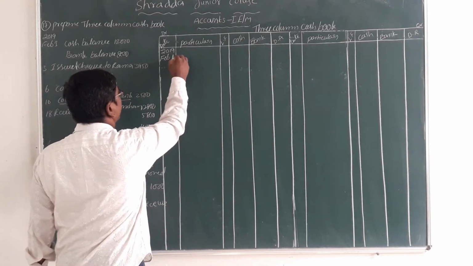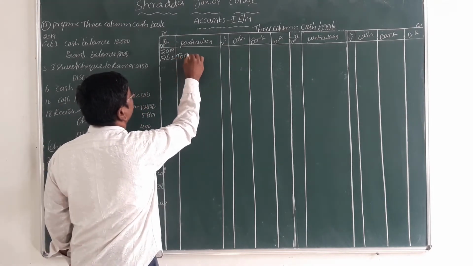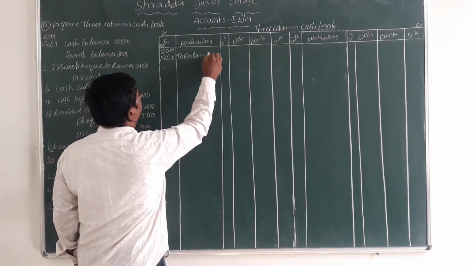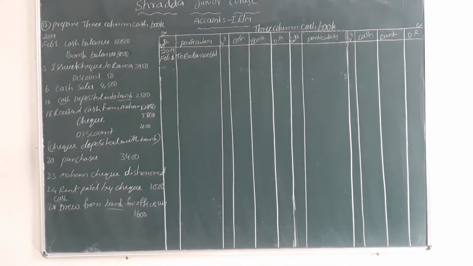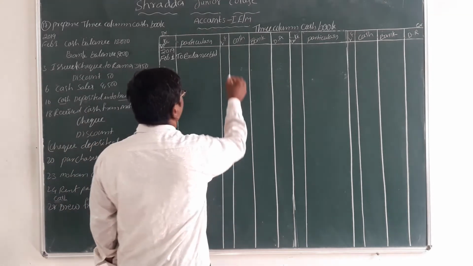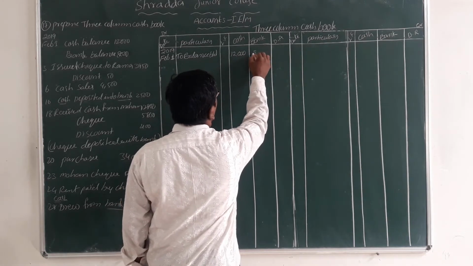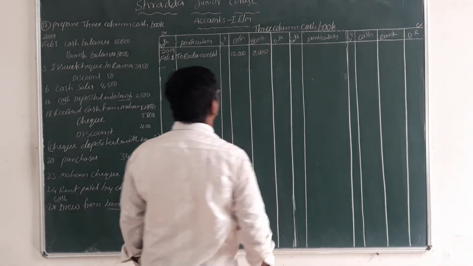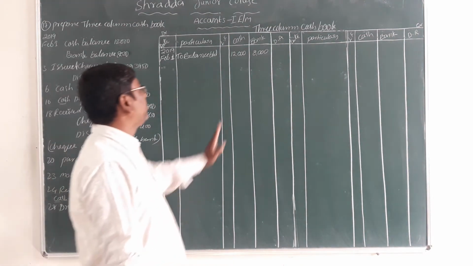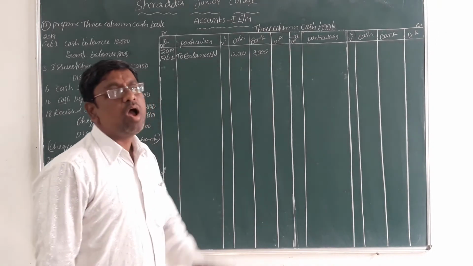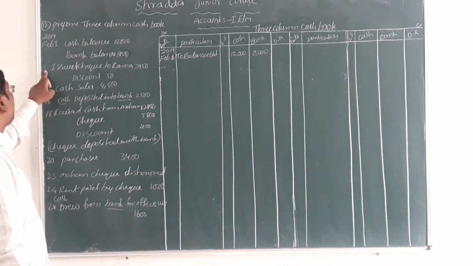So on February 1st, what can we do? Opening balance. How can we write that? To balance brought down. Cash amount is 12,000 rupees and bank amount is 8,000 rupees, friends. Both cash and bank are opening balances. It's clear now. Now another one, third date.